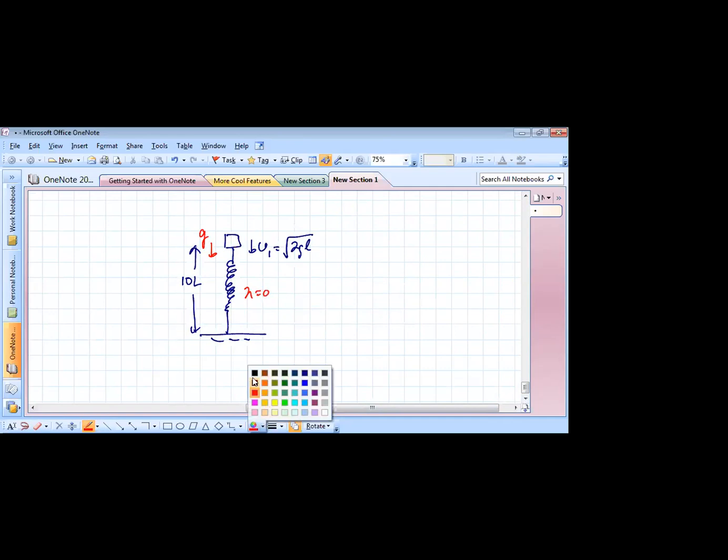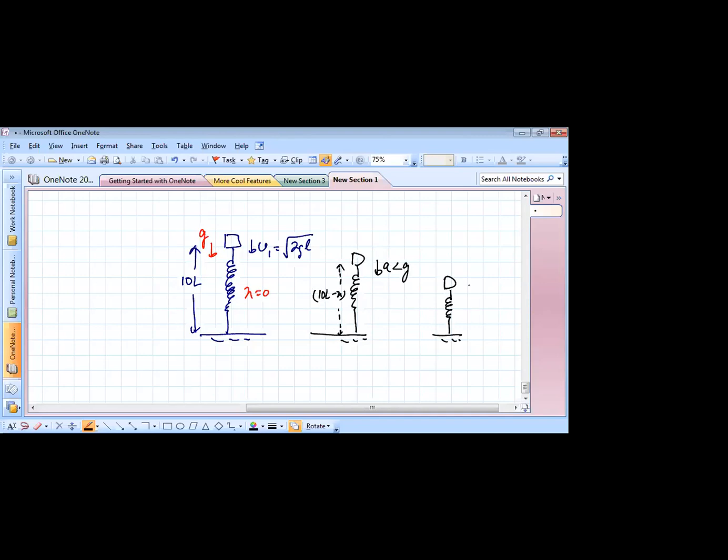Now compare this with another instant when it has come down by x. Now what has happened? The spring is compressed by x, so its acceleration has become less than g, but the speed is more. The speed is still greater than before. But it comes to a position here where its acceleration becomes zero for the moment.